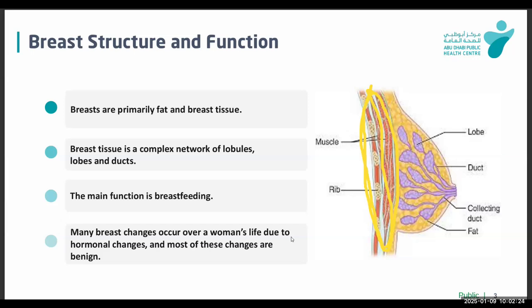Many breast changes occur in a woman's life throughout the hormonal changes, and most of the changes are benign. Whenever a female steps into puberty, developmental changes set in. The breasts are usually very dense in the start, in the reproductive years, and then after menopause, breasts tend to be fibrous. These structures get fibrosed, and regenerative changes usually set in. So moving to the next.